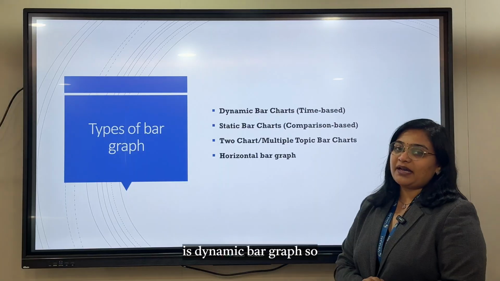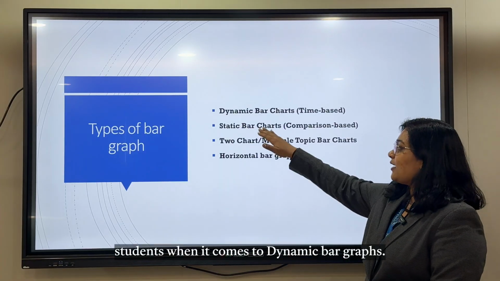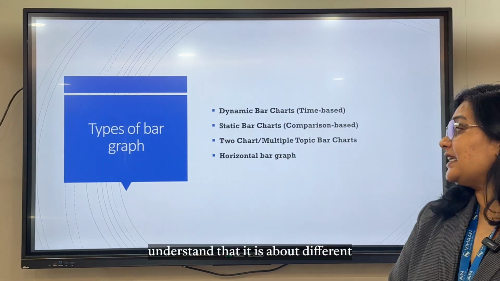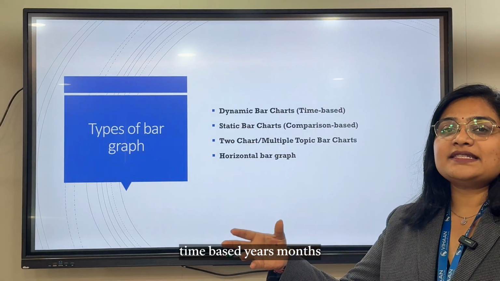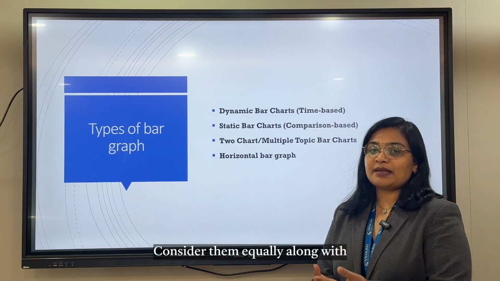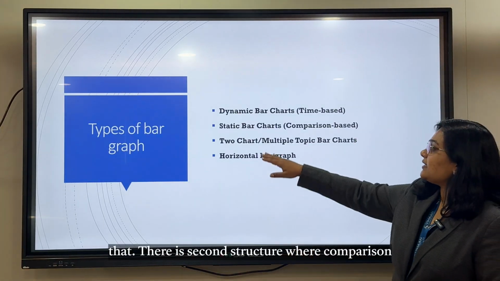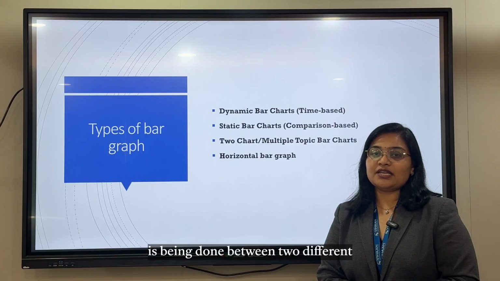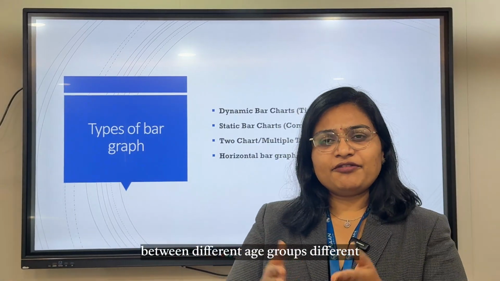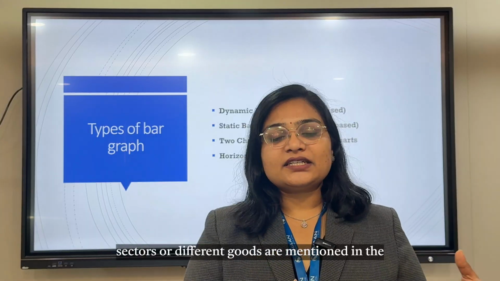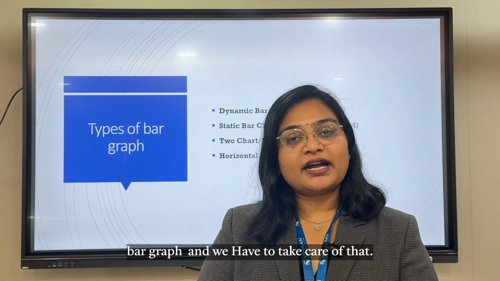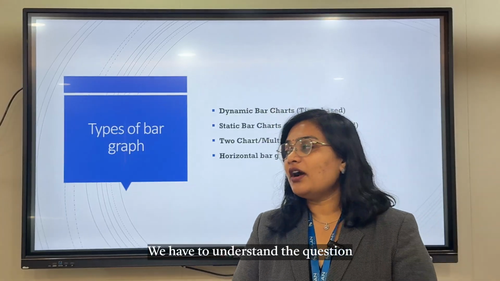First is the dynamic bar graph. Students, when it comes to dynamic bar graphs, it is about a time frame. We have to understand that different time-based years and months are mentioned in the graph and we have to consider them equally. Along with that, there is a second structure where a comparison is being done between 2 different countries, between different students, different age groups, different sectors or different goods mentioned in the bar graph, and we have to take care of that. We have to understand the question accordingly.